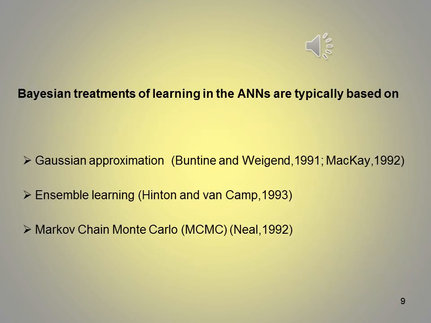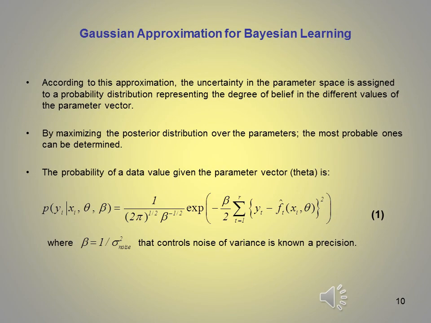Generally, Bayesian treatments of learning in artificial neural networks are typically based on Gaussian approximation, ensemble learning, and Markov chain Monte Carlo methods. According to Gaussian approximation for Bayesian learning, the uncertainty in the parameter space is assigned a probability distribution representing the degree of belief in different values of the parameter vector. By maximizing the posterior distribution over the parameters, the most probable ones can be determined.